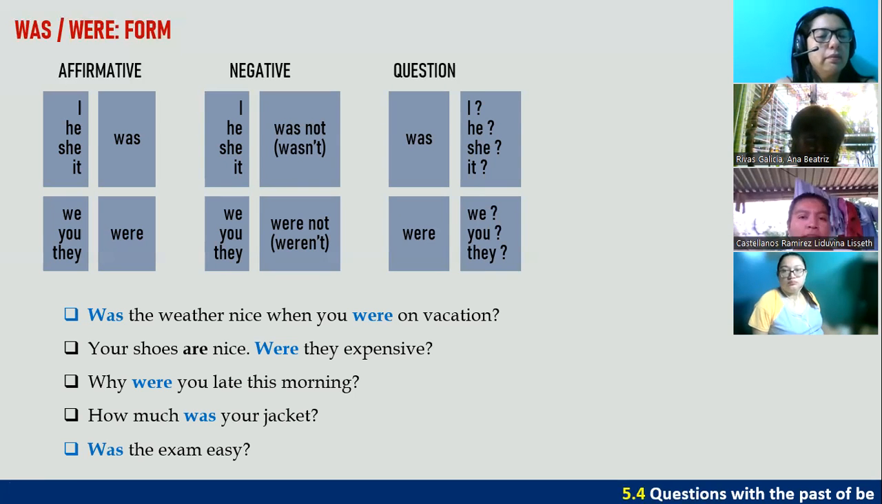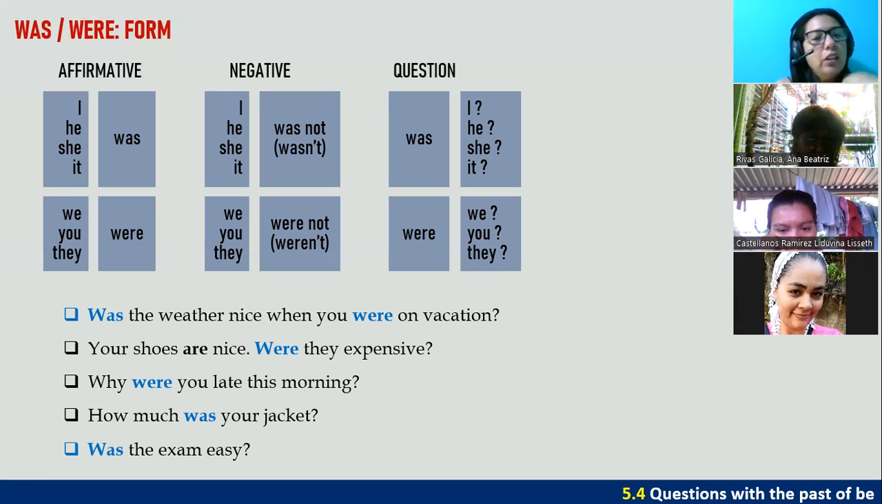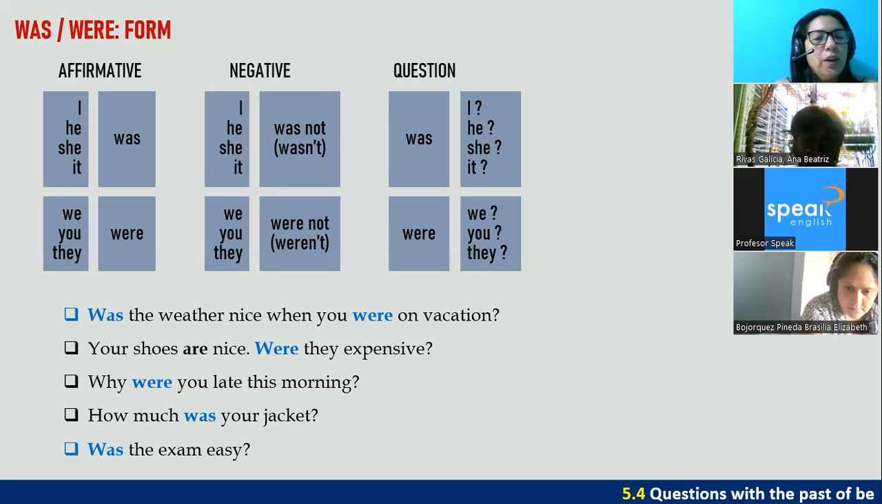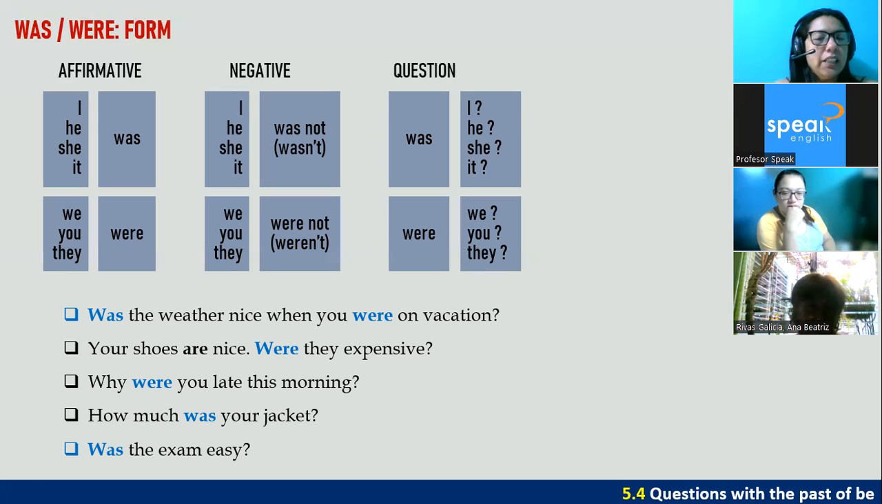Glenda. The first or all of them? All of them. Okay. Was the weather nice when you were on vacation? Your shoes are nice. Were they expensive? Why were you late this morning? How much was your jacket? Was the exam easy? ¿Cómo se dice examen, teacher? Exam. Así, exam. Ah, okay. Was the exam easy?